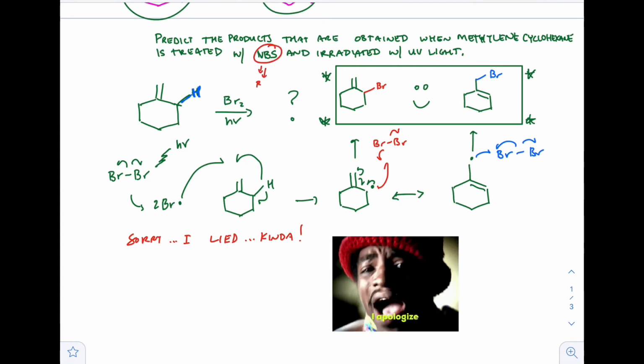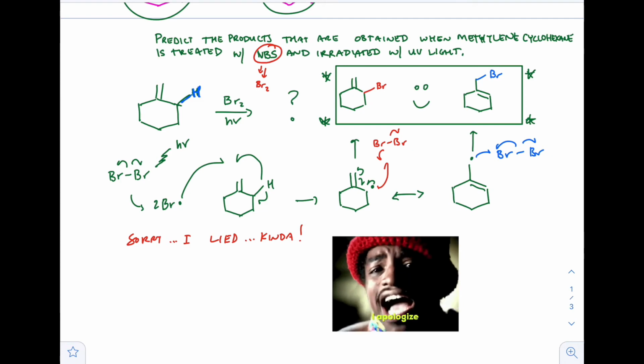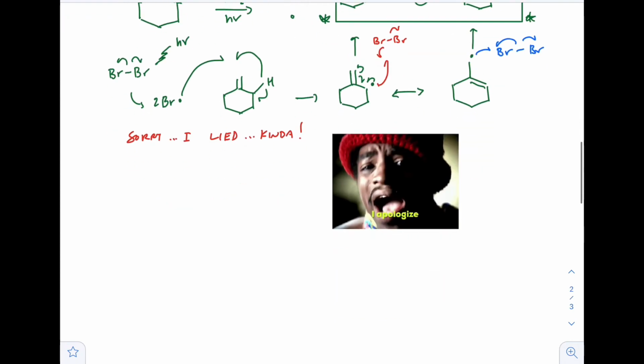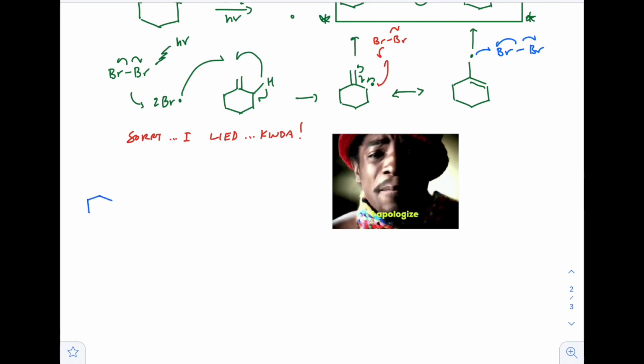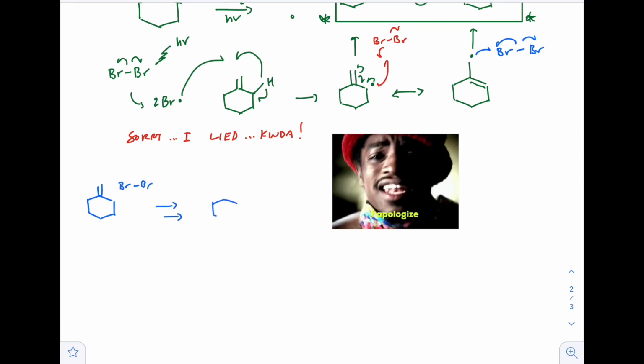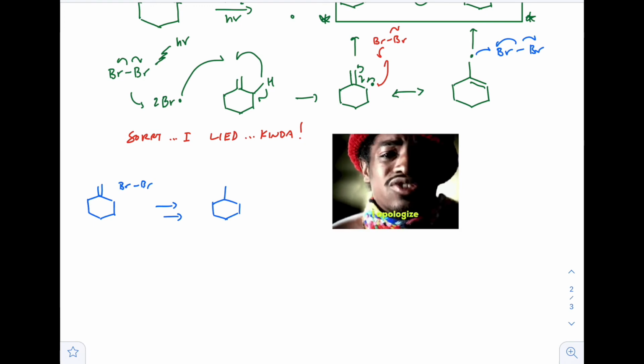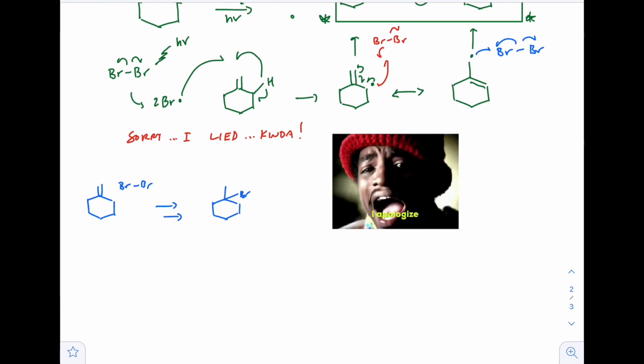Because NBS is a source of Br2, right? It's not really Br2, and a lot kind of happens in this radical reaction with NBS. So I'm going to basically explain to you one of the issues with having the Br2 only, and that would be the competing addition reaction.